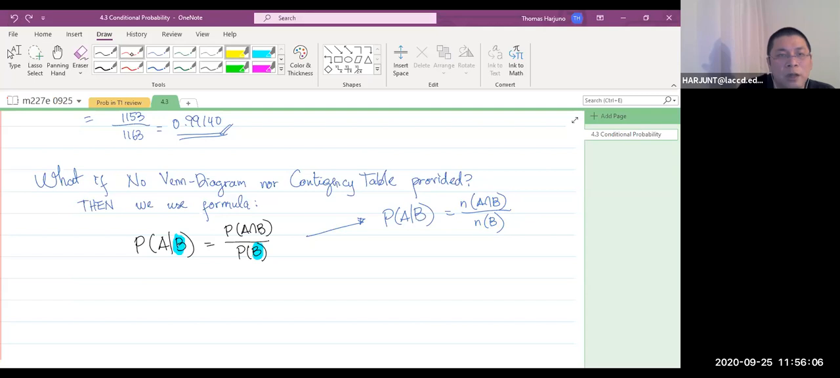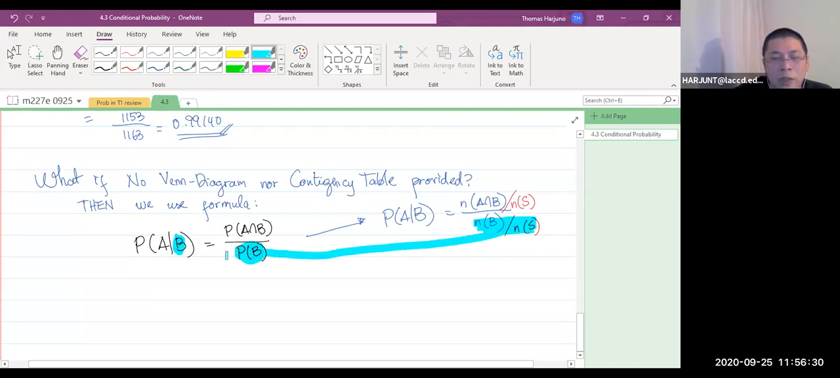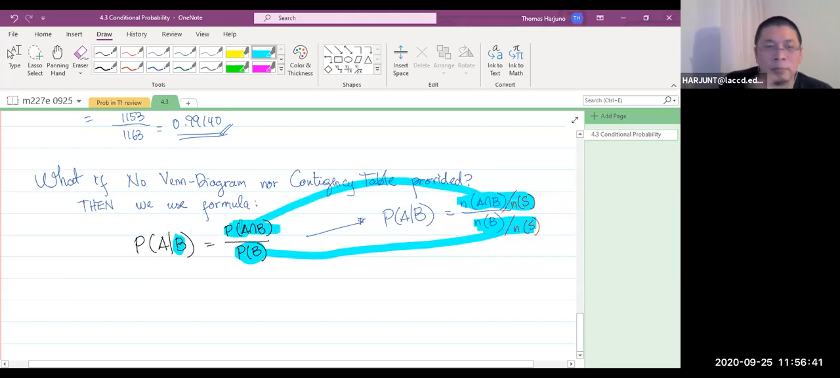But Thomas, what justifies this? The following is not a good justification. Theoretically, it's not correct, but to make you feel it, imagine if I divide this by the number of elements in the sample space. Then you realize that the denominator here is basically the probability of getting B, and the numerator is the probability of getting the intersection.